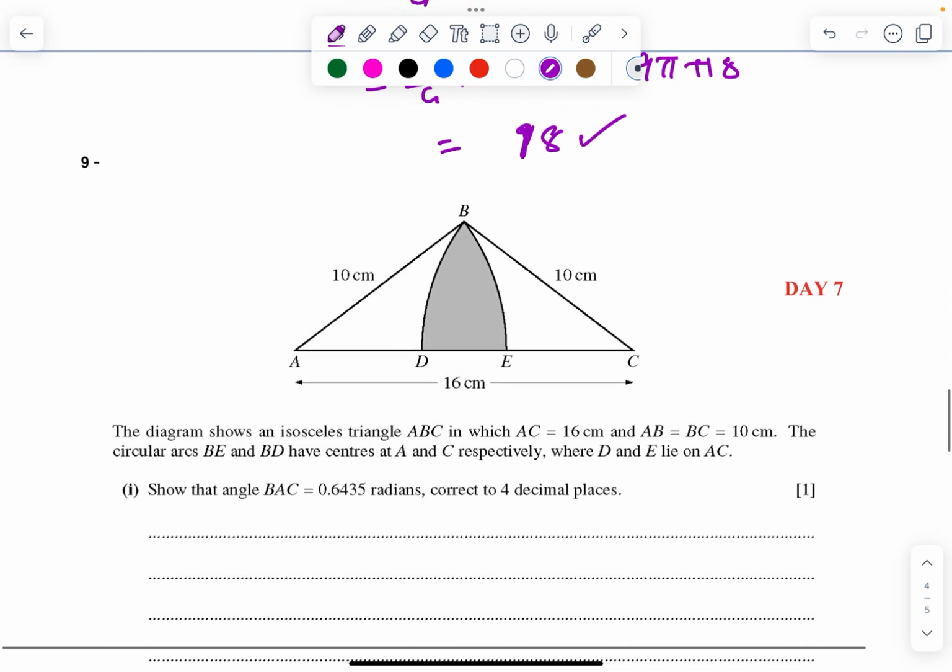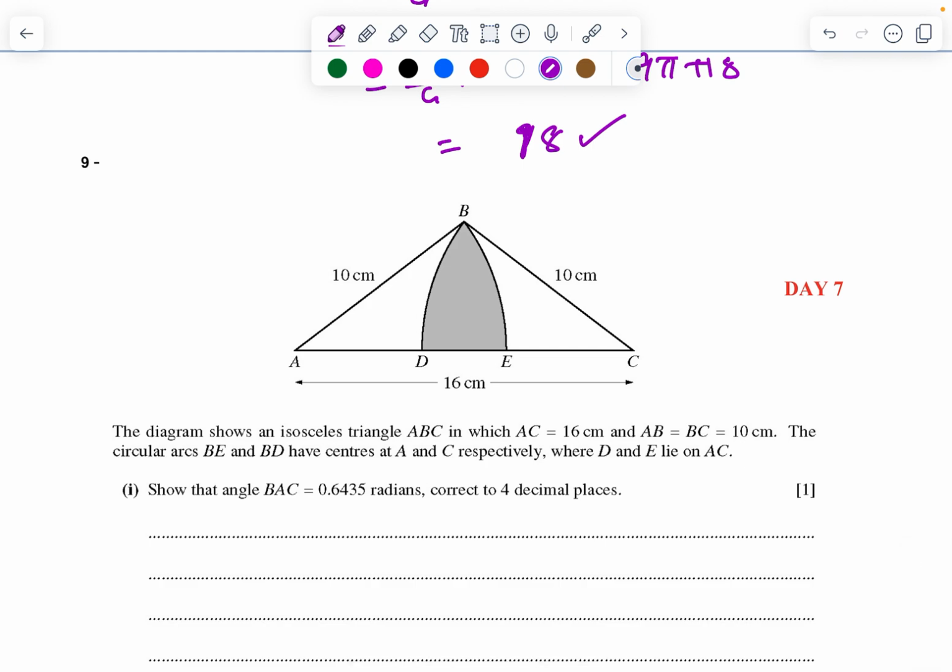Next, question number 9. The diagram shows an isosceles triangle ABC in which AC equals 16 centimeters, AB equals BC equals 10. The circular arcs BE and BD have the centers A and C. Show that angle BAC equals this one.